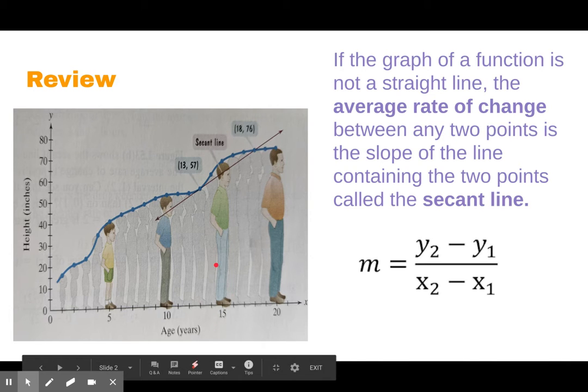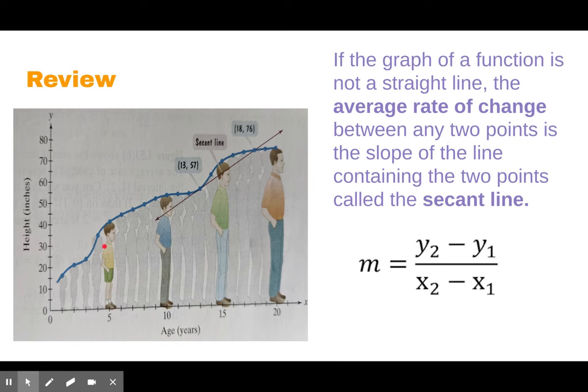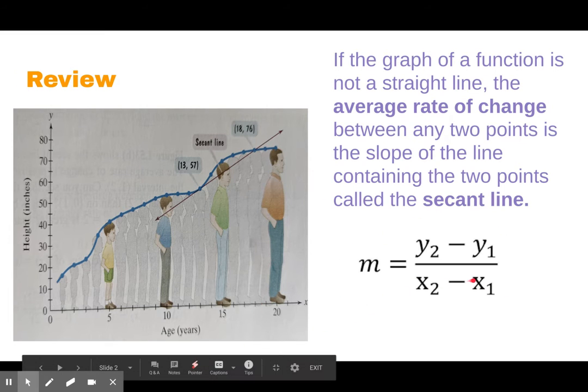And so we know that a linear function has a constant rate of change, but when we have something that is nonlinear, like we see here the growth of the boy into manhood, this is a curve. And so the best we can do is find an average rate of change between the 2 points. And we did that using our slope formula.